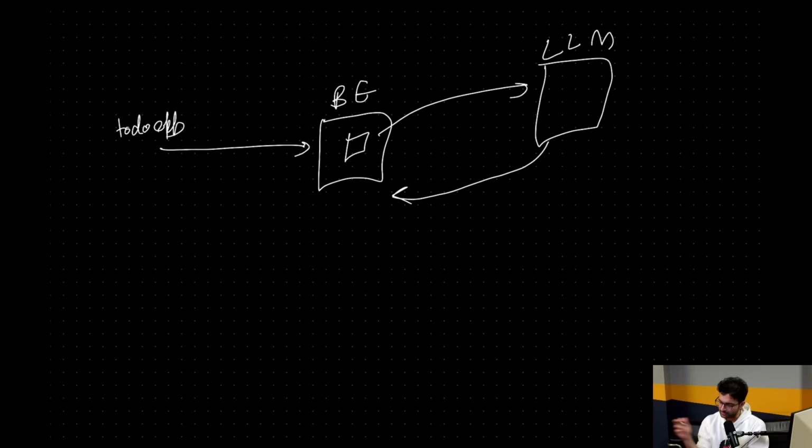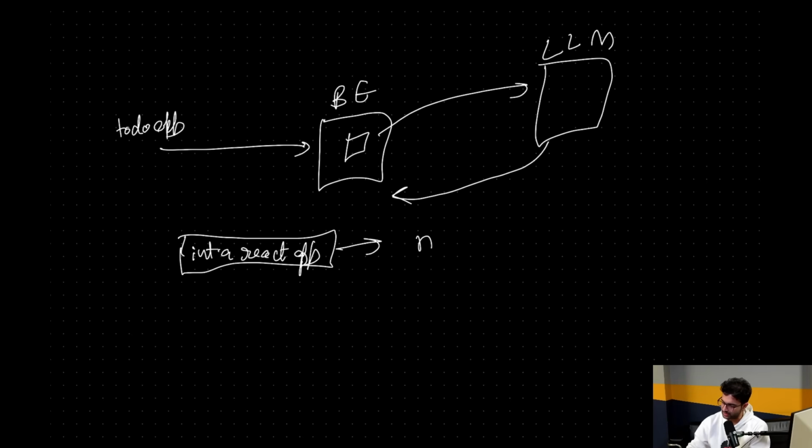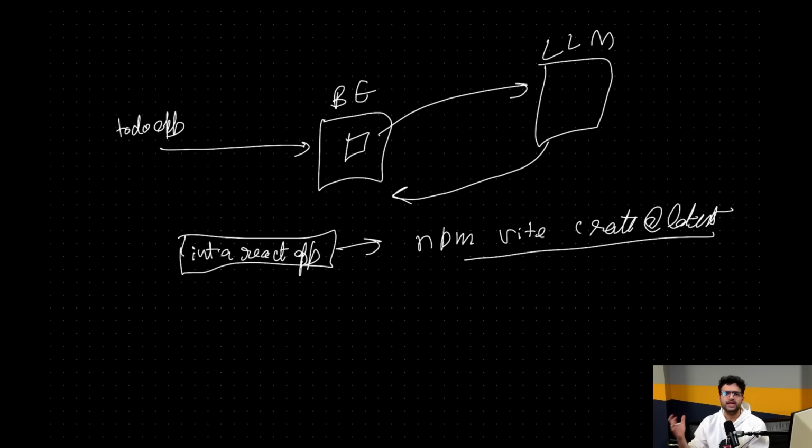What could these steps be? Step number 1 might be to initialize a React application. How do you do that? Let's say you're using Vite. So you run the command npm create vite@latest, something like this. That creates an empty React project for you.